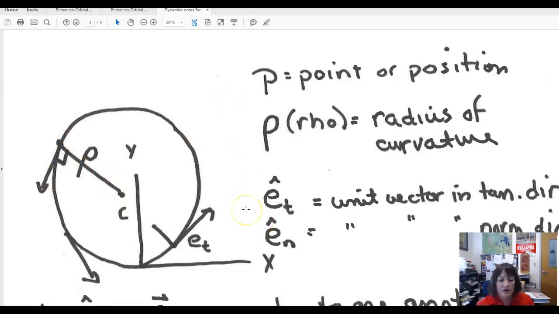The unit vectors, as you recall in the Cartesian coordinate system, we used i and j. Here we use e sub t and e sub n. So e sub t is the unit vector in the tangential direction. e sub n is the unit vector in the normal direction. Now it's important to point out these have nothing to do with the natural base or natural logarithms.